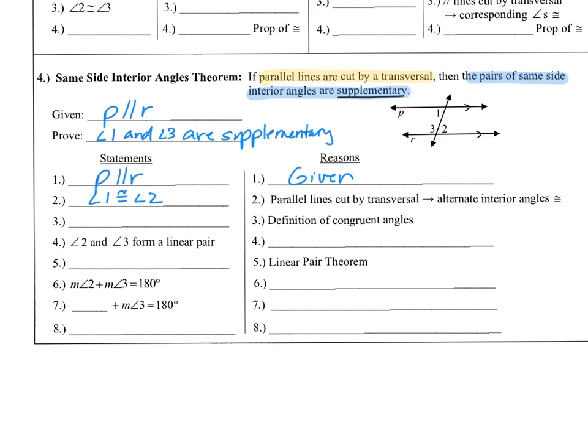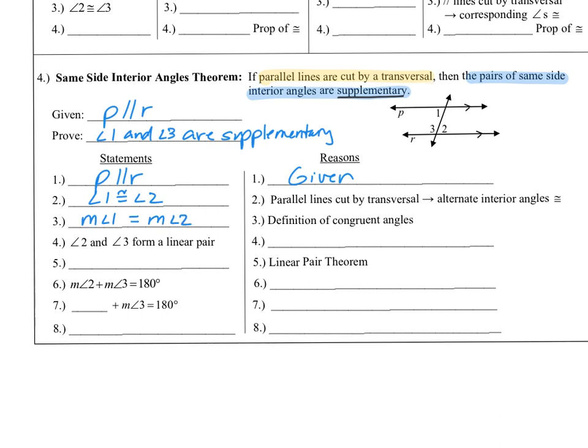Okay? Now, notice the next reason. Definition of congruent angles. Remember what that definition said? It said two angles are congruent if and only if their measures are equal. So we just said that angle 1 is congruent to angle 2. So backed up by the definition of congruent angles, we can now say that the measure of angle 1 equals the measure of angle 2.